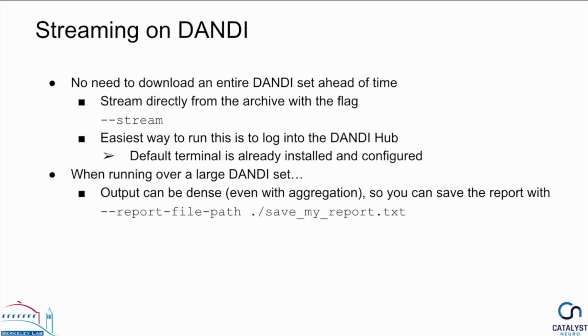Oh yes, and here's the command for saving the report to your system as a TXT file. It's just the flag --report-file-path, save my report.txt. I think it also supports markdown files, so you can save it as either TXT or markdown, and it should add the correct types of headers. Not markdown, RST, my bad.